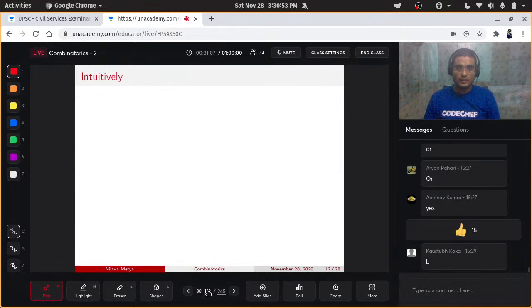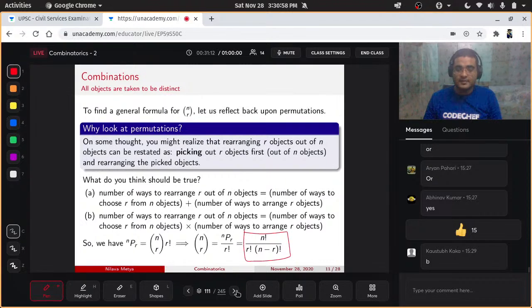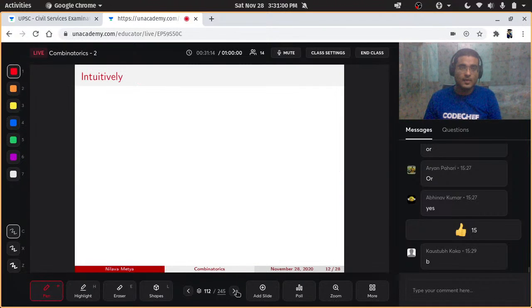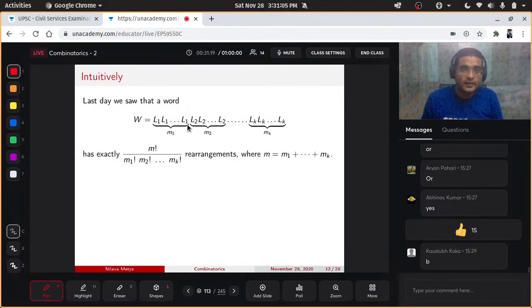Moving on. I have divided so many times, so what does this division mean? Intuitively, what does the division mean? Last day we saw that if there are repeated letters, then we take all the permutations, that is the length factorial, divided by the factorial of each part. So what is m1 factorial? The rearrangements of this part. What is m2 factorial? Rearrangements of this part, and so on.